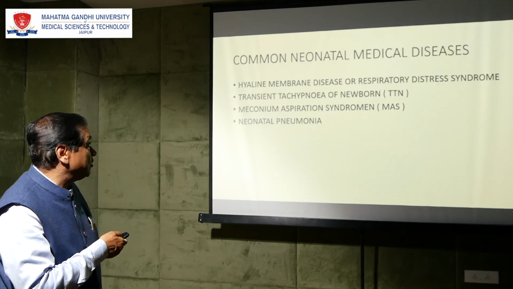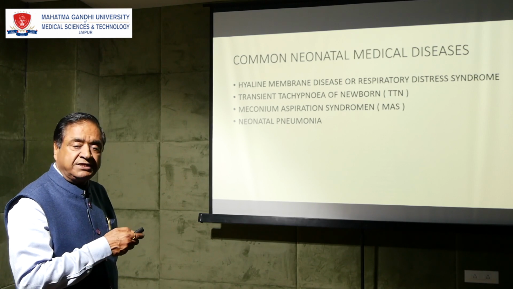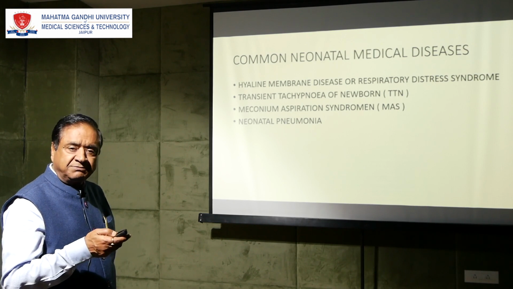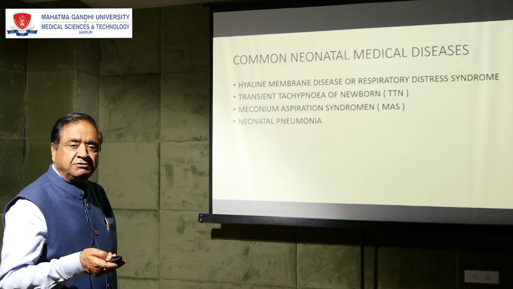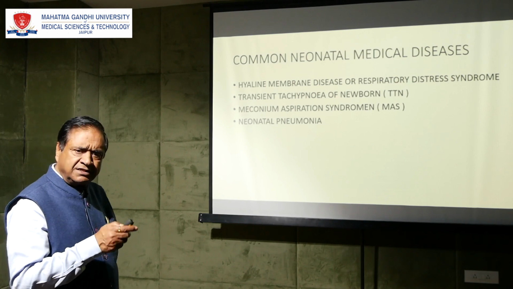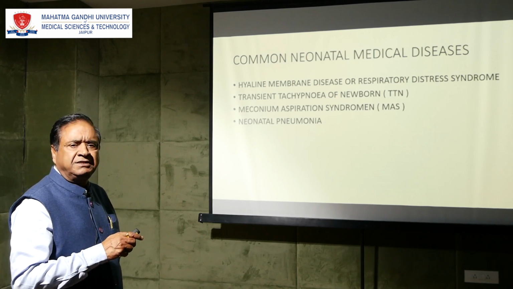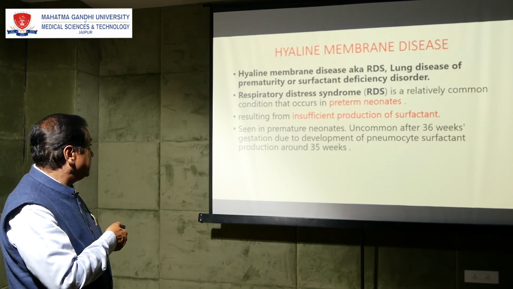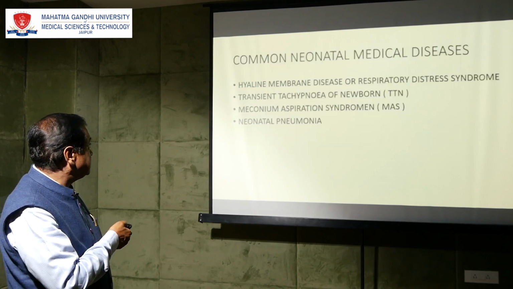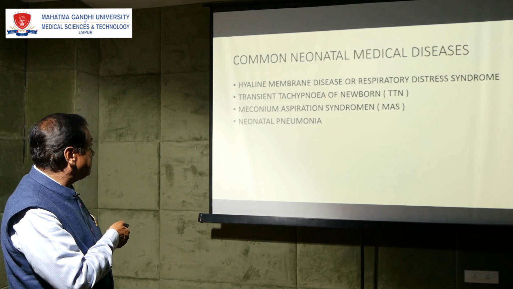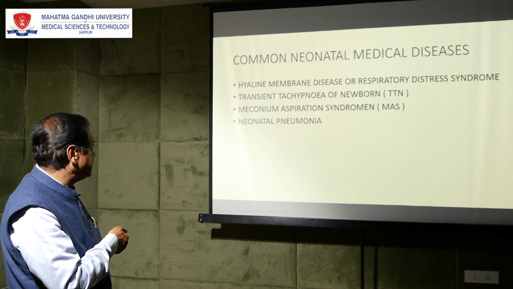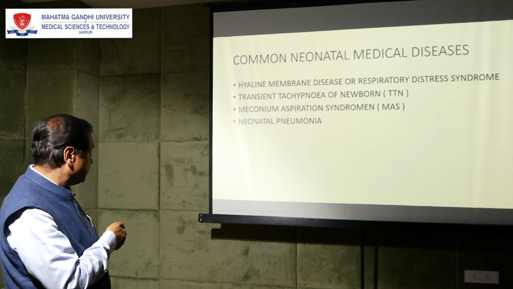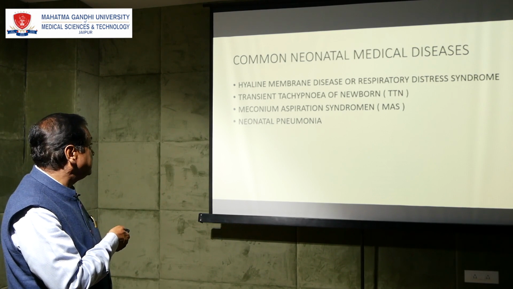Now we come to the common neonatal medical diseases. In neonates, the medical diseases are totally different as compared to the adult. In adults, we find diseases like pneumonitis, infection, pleural effusion, consolidation. But here, the diseases are those seen only in neonates, not in adults. This is the hyaline membrane disease, respiratory distress syndrome. First is the hyaline membrane disease, second is the transient tachypnea of the newborn, another is the meconium aspiration syndrome, and another is neonatal pneumonia. These are the 4 very common diseases which we find in neonates.